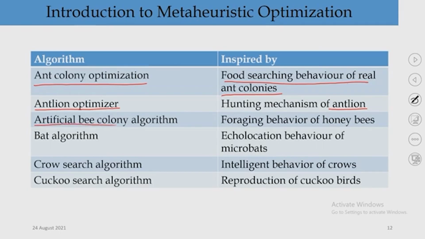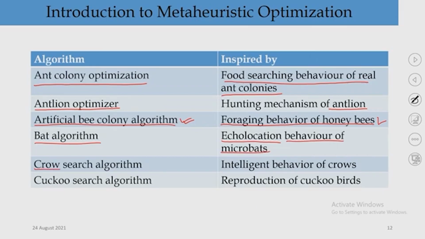Then the artificial bee colony algorithm, inspired by the foraging behavior of honey bees. How they are collecting the honey. Inspired by that mechanism, this algorithm has been proposed. Then the bat algorithm, that is inspired by the echolocation behavior of microbats. So, this is another algorithm.